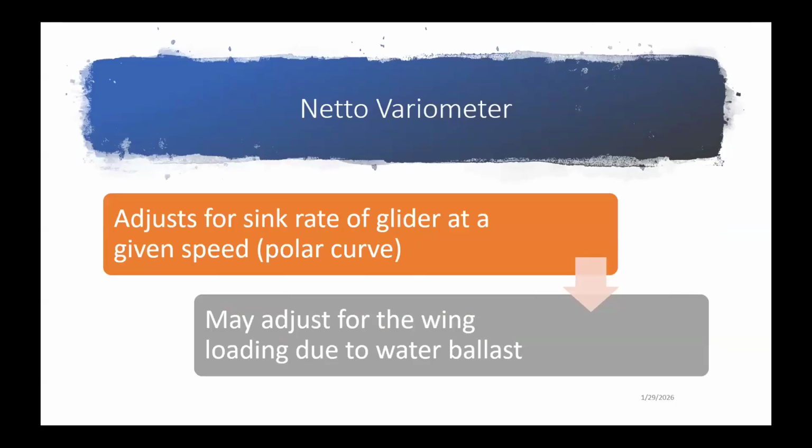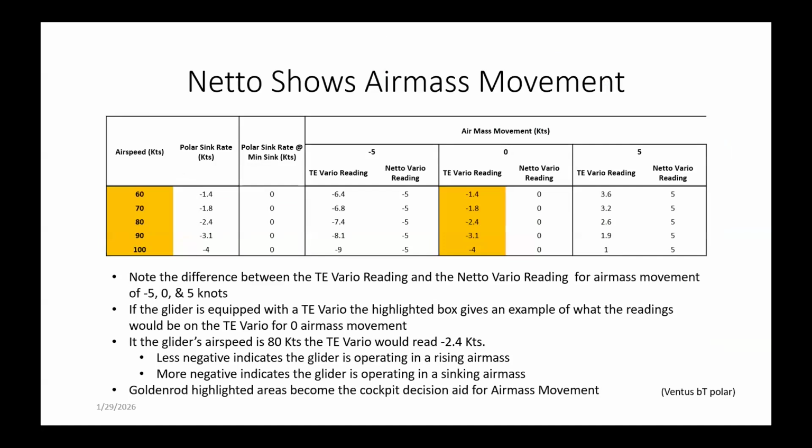Now, netto variometer. This adjusts the sink rate of the glider at a given speed. And it also might be able to adjust for water ballast. So what the netto is doing is it's showing the air mass movement.